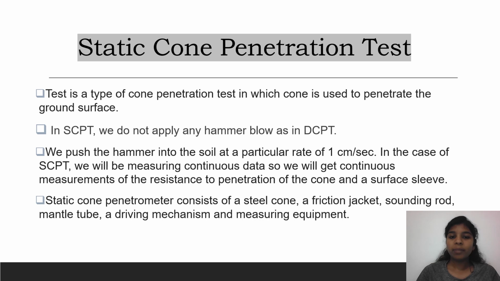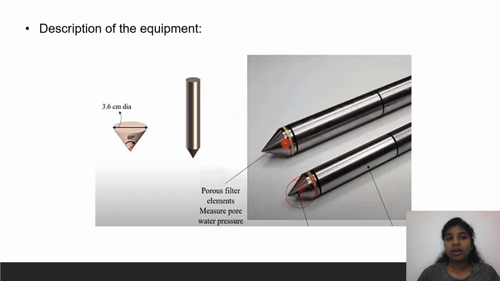The static cone penetrometer consists of a steel cone, a friction jacket, sounding rods, a mantle tube, a driving mechanism and the measuring equipment. For that purpose, we also require porous filter elements for measuring the pore water pressure. This is a cone of 3.6 diameter having an angle of 60 degrees.